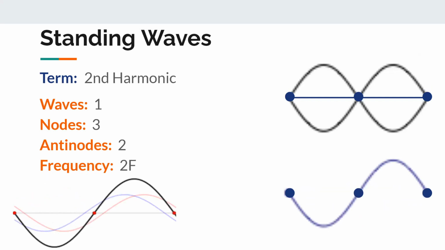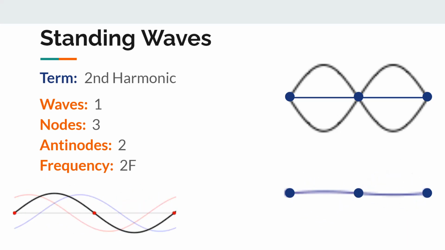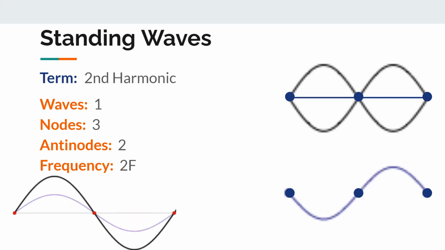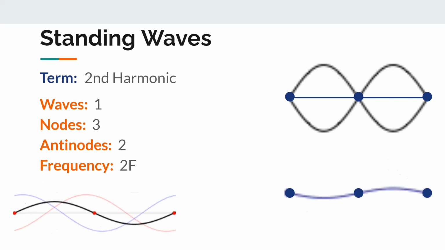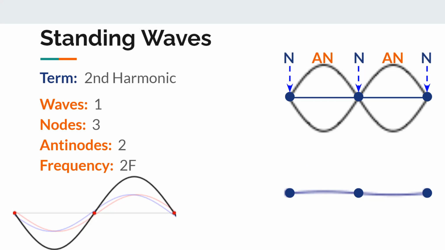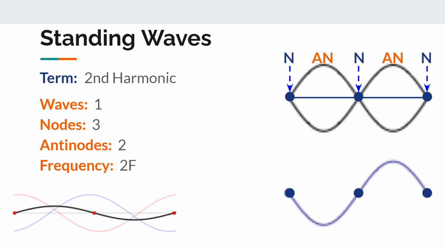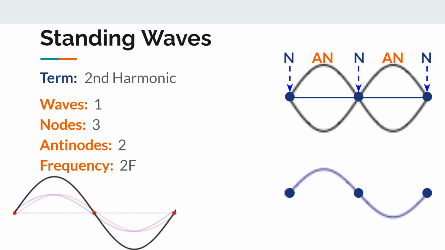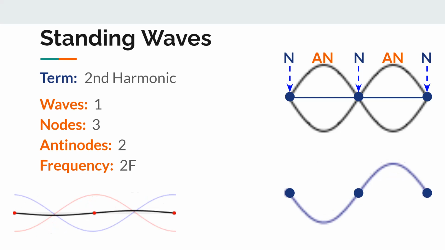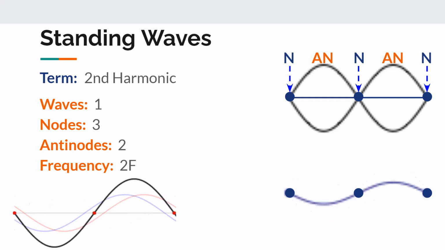The second harmonic is going to look like this, and we saw this in that video clip as well. But you can actually see 1 full wave and its reflection on that string. And you can see 3 nodes and 2 antinodes. If you're trying to figure out what harmonic you're looking at, guys, count the antinodes. Count these areas of maximum oscillation. There are 2 of them. This is the second harmonic. The third harmonic is going to have 3, and so on and so forth.